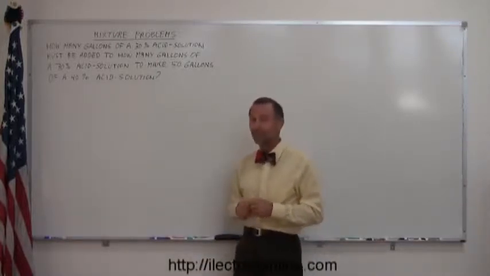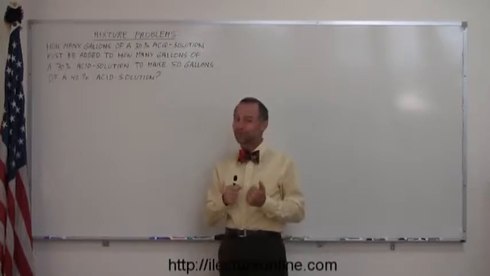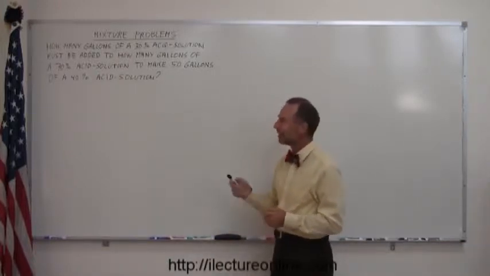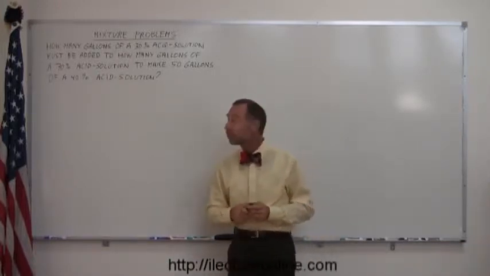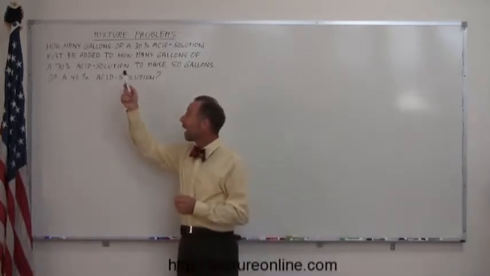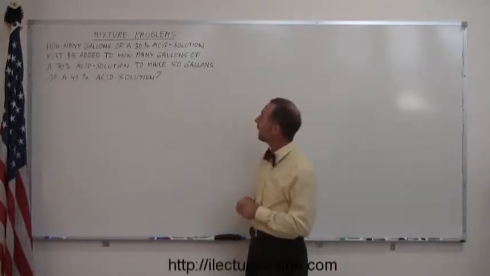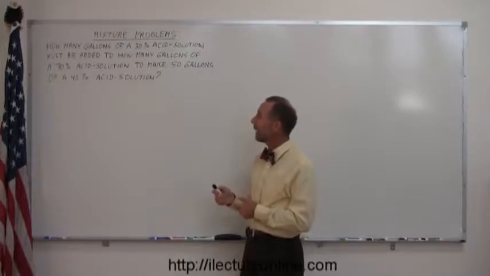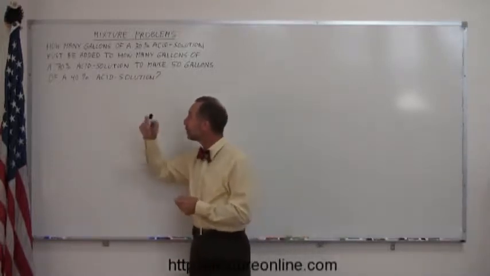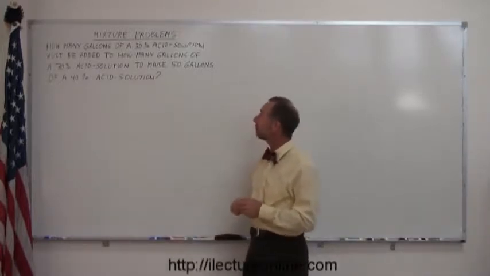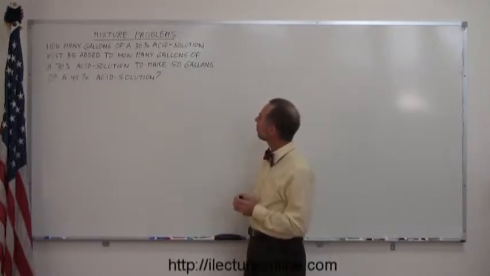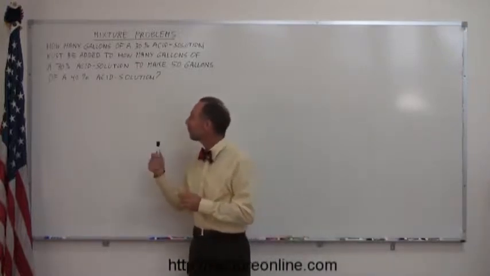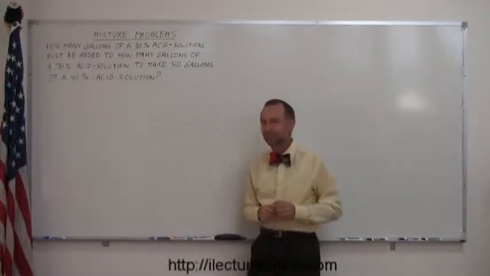All right, let's read this one. One of the things you need to do when you do mixture problems or any kind of word problems is read the problem very carefully. So here goes. It says, how many gallons of a 30% acid solution must be added to how many gallons of a 70% acid solution to make 50 gallons of a 40% acid solution?